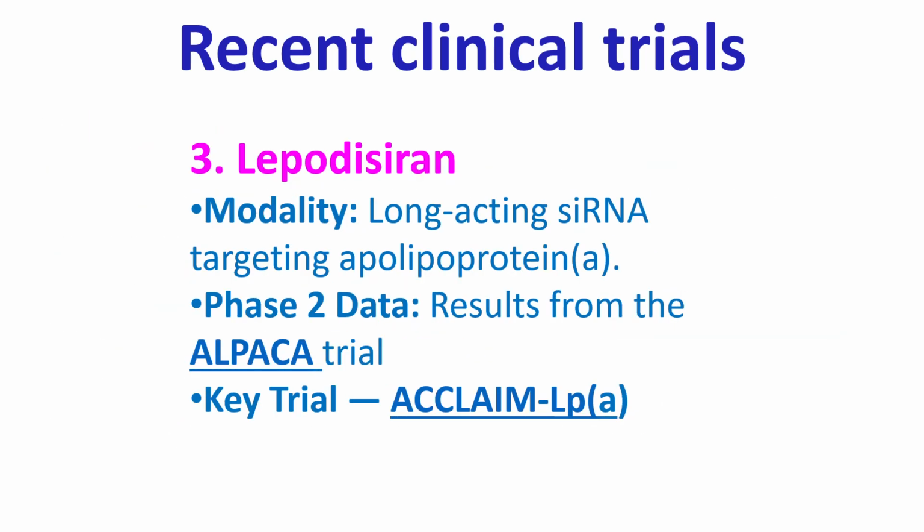3. Lepodisiran, a long-acting siRNA targeting apolipoprotein(a). Results from the ALPACA trial recently showed that a single 400 mg dose of lepodisiran reduced LPA levels by up to 93.9 percentage points, with suppression lasting long enough to suggest it could potentially be dosed just once or twice a year. The ACCLAIM-Lp(a) trial is currently enrolling.